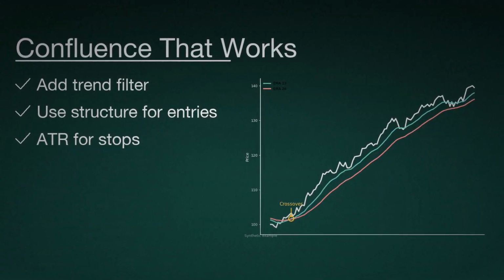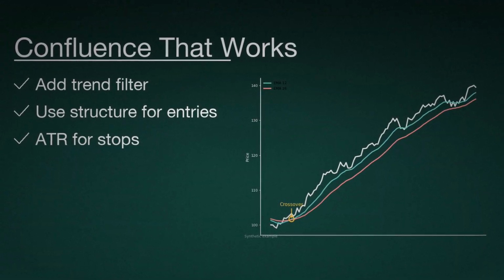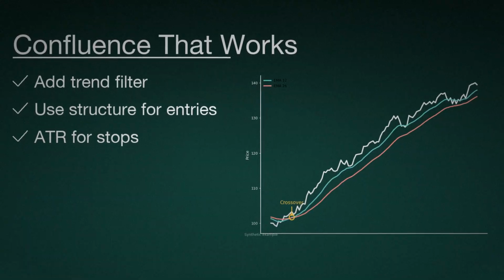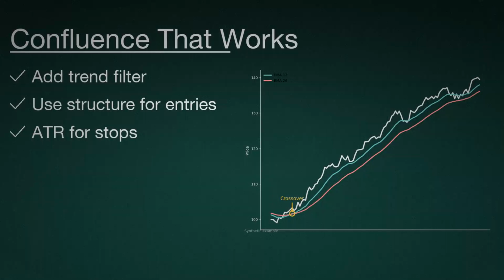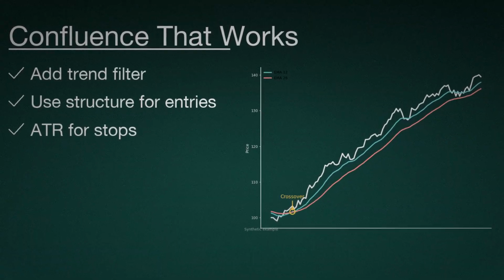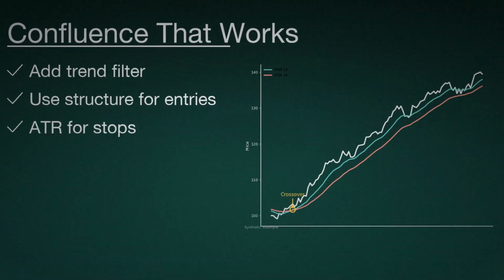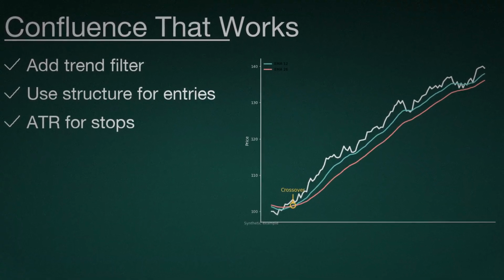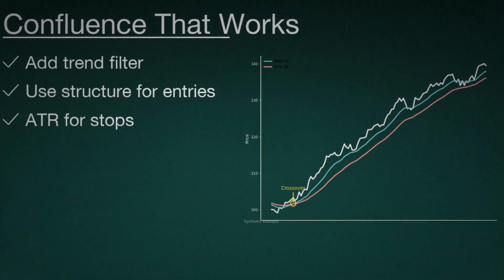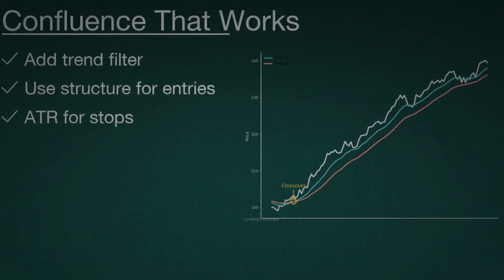A 200-period moving average works. Only take MFI oversold longs above it, only take overbought shorts below it. Layer in support and resistance for entry zones, and use ATR for stop placement. MFI tells you the fuel gauge. The trend filter tells you the direction. Structure tells you the price. That trio is the practical workflow.